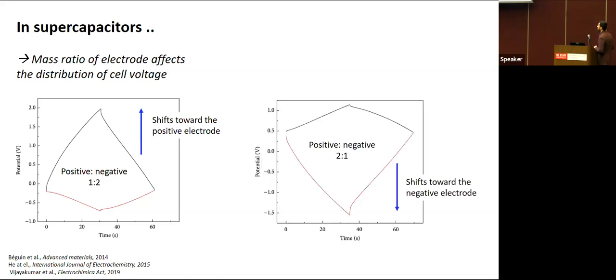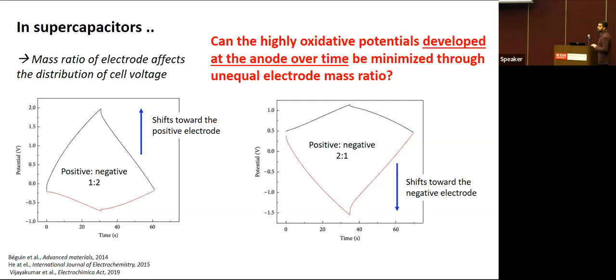Now, on the other side, look at what happened to the distribution of cell voltage when we make the electrode with greater mass the anode. So in this case, the cell voltage would be distributed such that most of that voltage would fall in the cathode. So in this case, less potential would fall in the anode, the electrode that is exposed to high oxidative potential. So the question that we had is, can we use this strategy to avoid the positive shifts that I showed in the previous slide in the electrode potential over time? By adding more carbon to the anode.